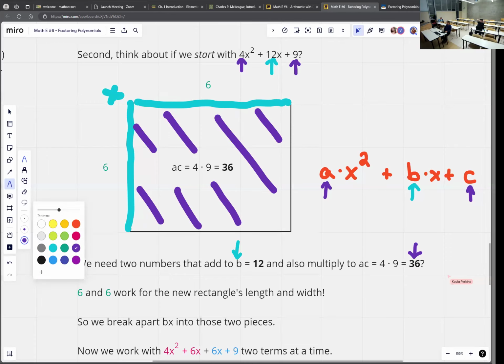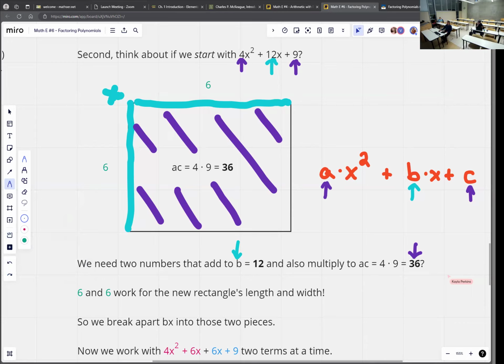Maybe that all helps you, maybe it doesn't. Okay. So I notice 6 and 6 work. They multiply to 36, and they add up to 12. So 6 and 6 work.